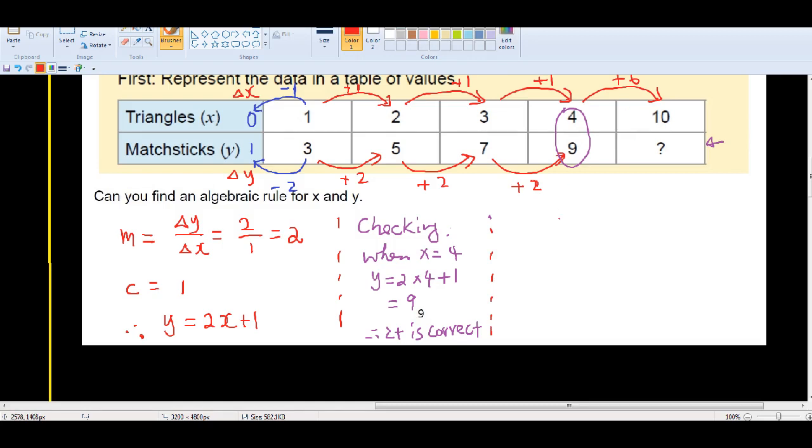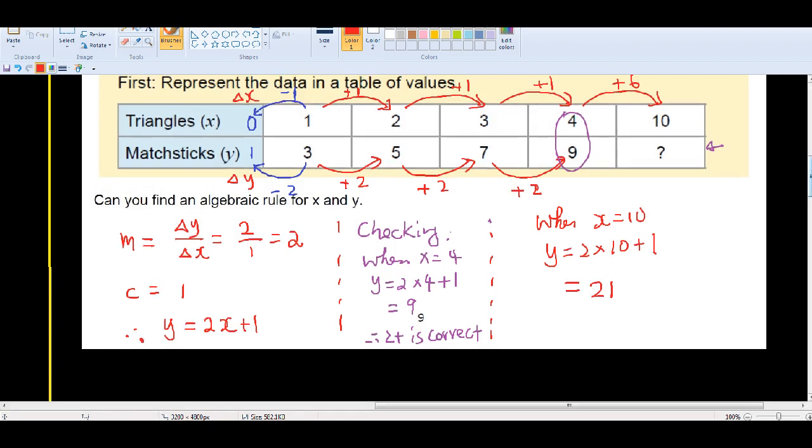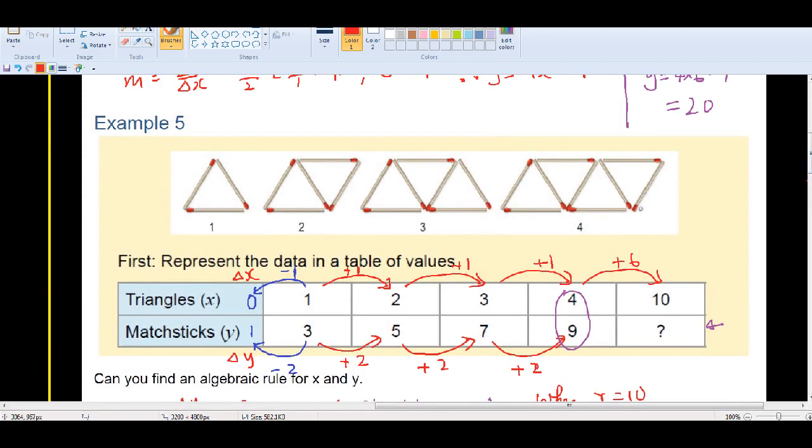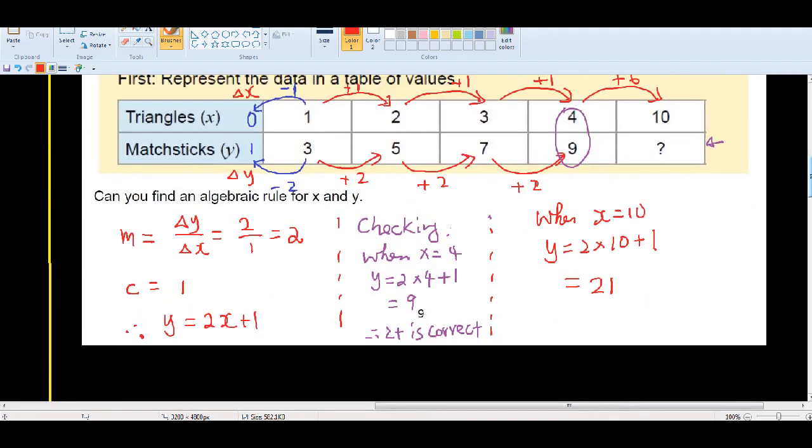But how about the last one? So when x equals 10, what would be the value for y? It should be 2 times 10 plus 1, so it should be 21. So it takes 21 matchsticks. Could you imagine that?